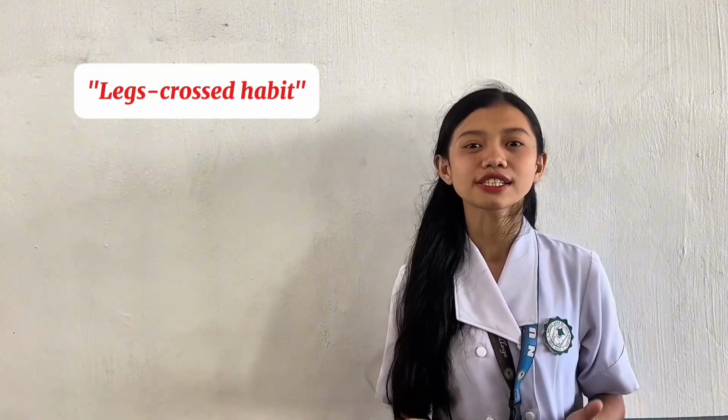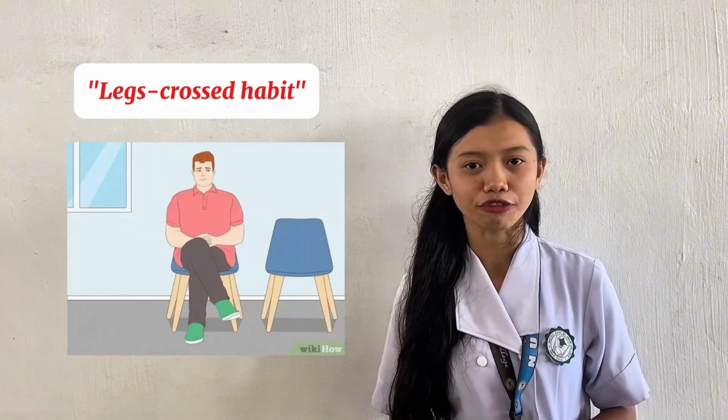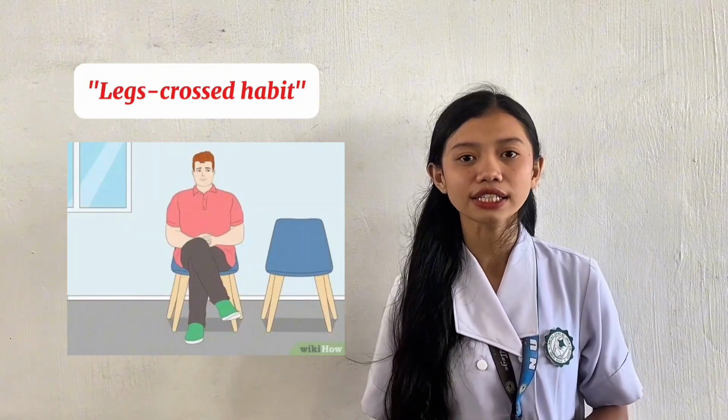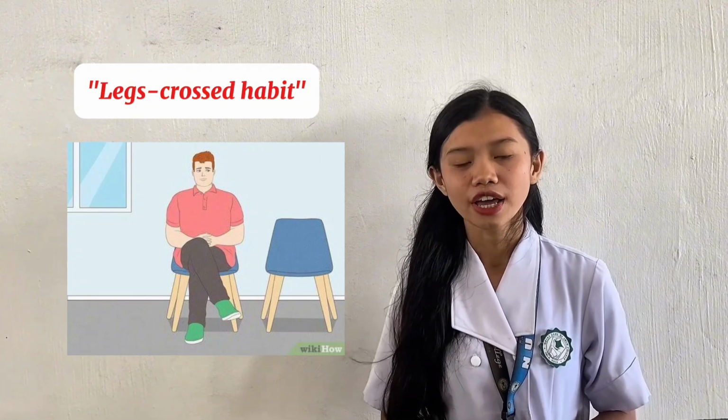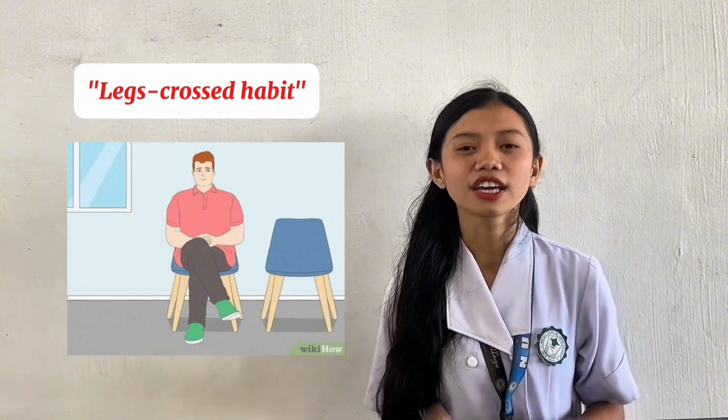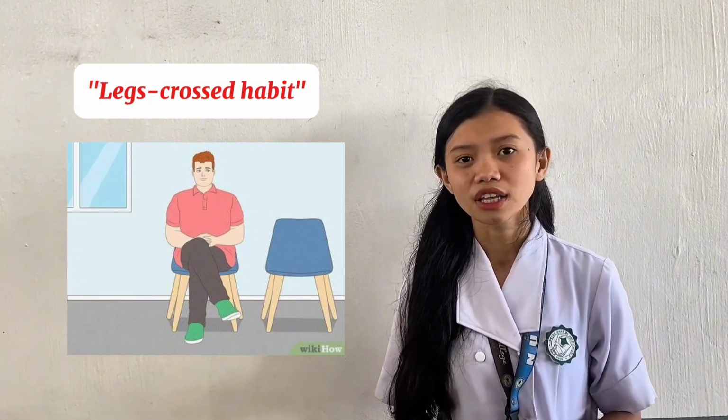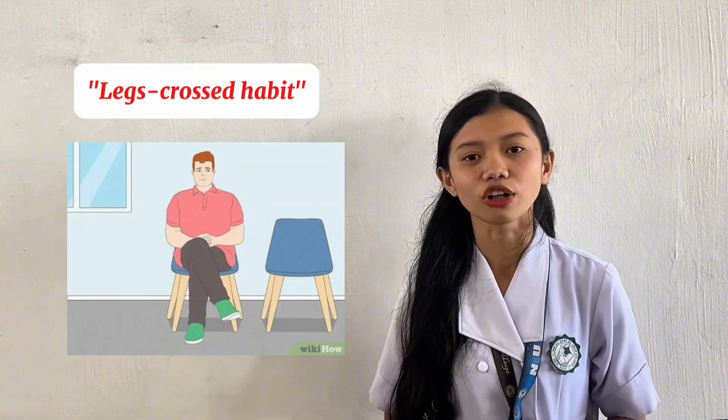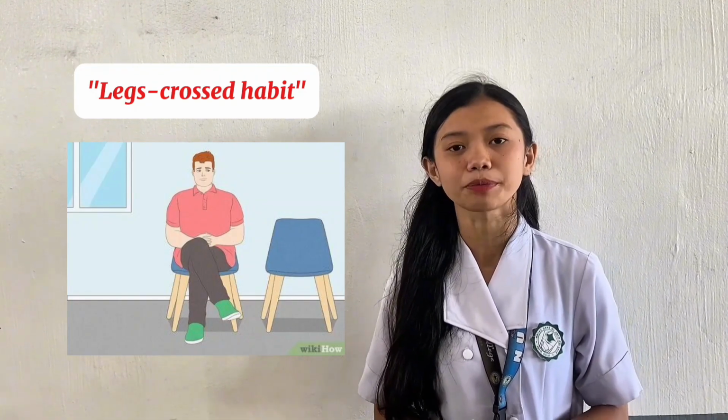The second one is in the positioning of the client, the leg-cross habit. Patients tend to cross their legs at the knees for comfort. But as the rationale states, this increases the pressure. The very misconception is that it is just a little bit. But this can actually raise the systolic readings by 2 to 8 millimeters of mercury.